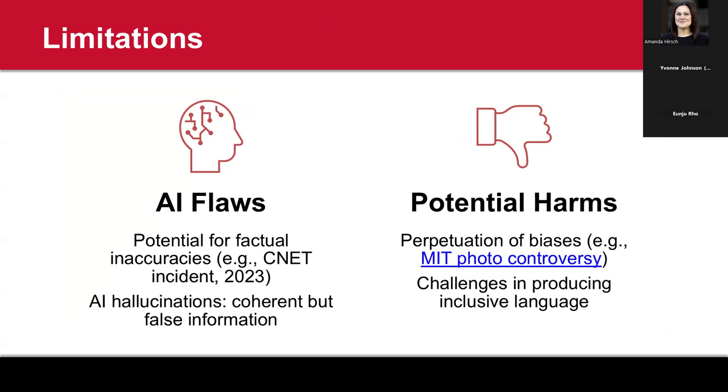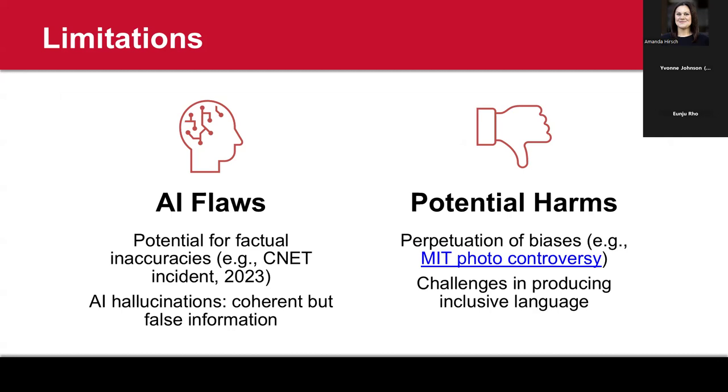So some limitations. There's flaws. There's potential for factual inaccuracies. There's AI hallucinations, which are something that's coherent. So it has a coherent output, but the information in it is false. This often happens for me when I ask it to cite sources or to come up with a list of articles or resources for a particular topic. Sometimes if it can't come up with a resource, it will just give you fake sources or fake information. And it's kind of interspersed with real information. So you really have to take a look at that.